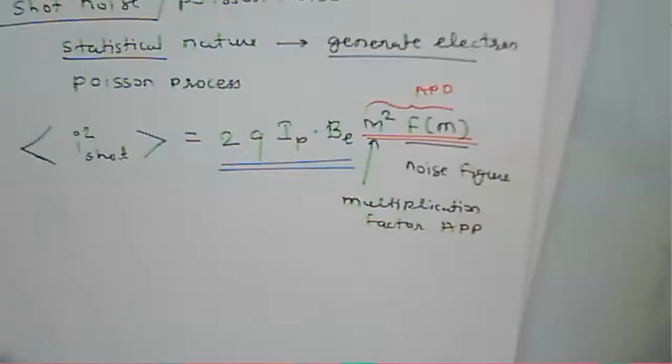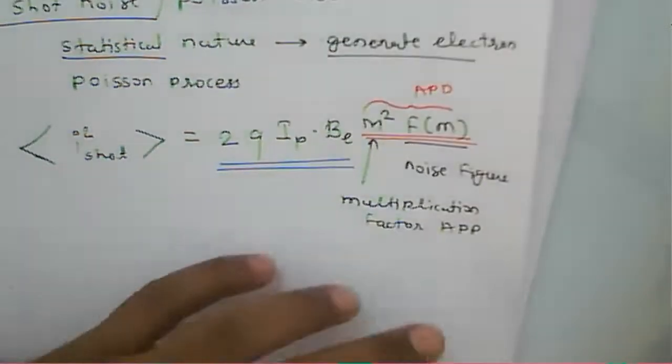We'll see in the next lecture the dark current, the dark bulk current, and the amplifier noise. We'll see thermal noise in the next lecture.